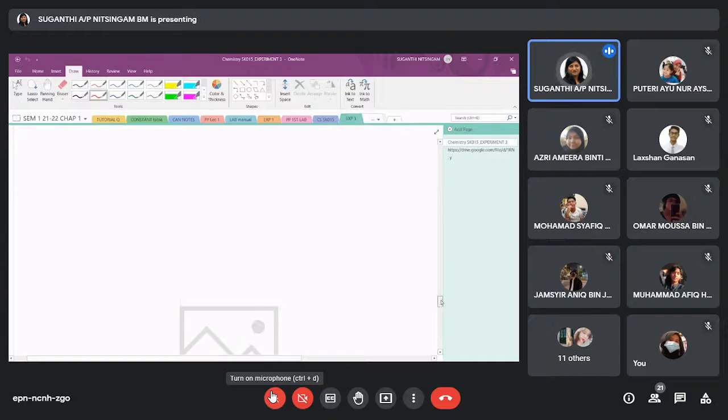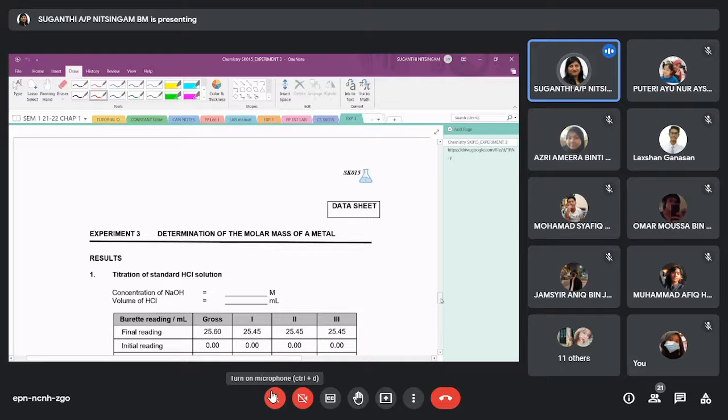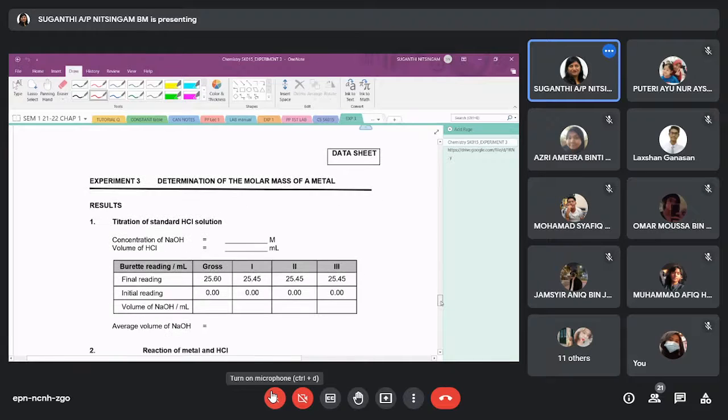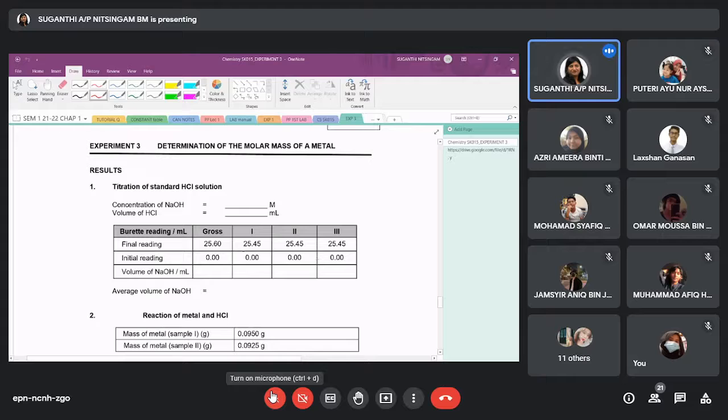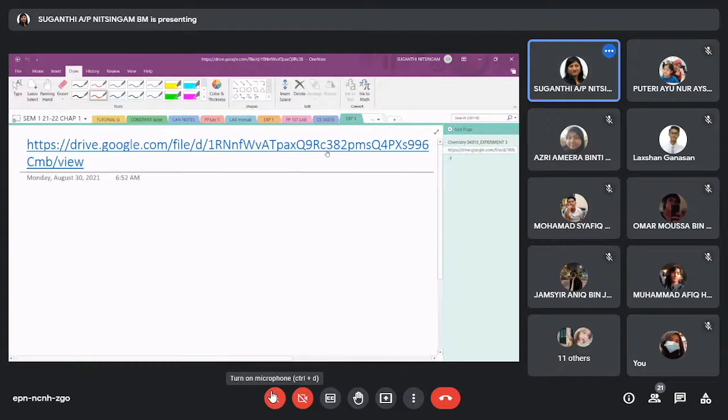Now let's have a look at the concentration, which we already know, and the volume, which we will calculate. Here it is 25 ml. Now let's have a look. I will show you the video. Just a minute.